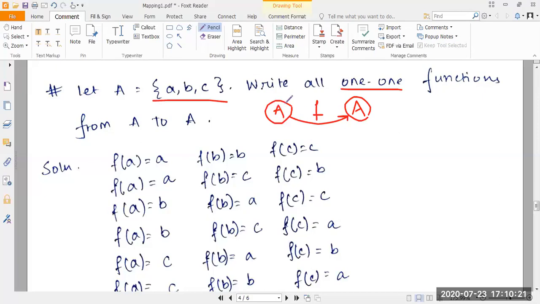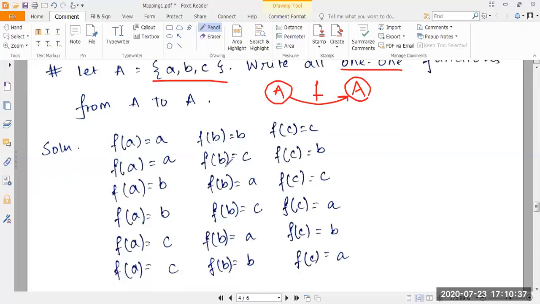If you remember, I had taken the example of mothers to children. I cannot have two mothers who have the same children. So every element in A, the domain set, will have different elements in the codomain set. The easiest way to answer is, I first write f(a), f(b), f(c): f(a) equal to a, f(b) equal to b, f(c) equal to c. That's the easiest one. Next, I again write f(a), f(b), and f(c), and I need to find another combination of a, b, c which is not in the same order, but they do map back to the set itself.